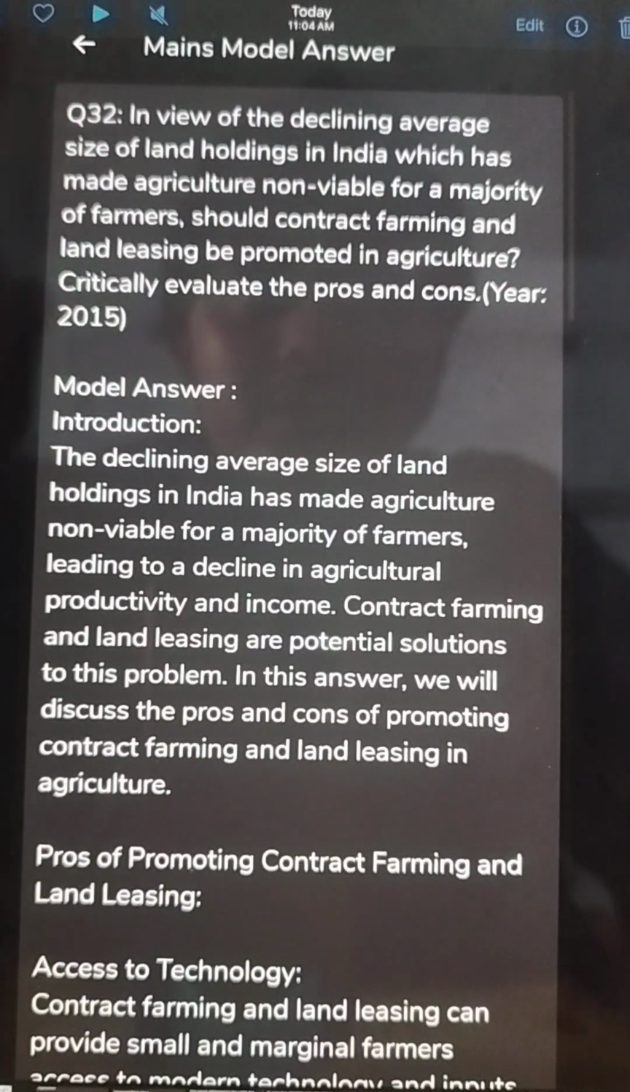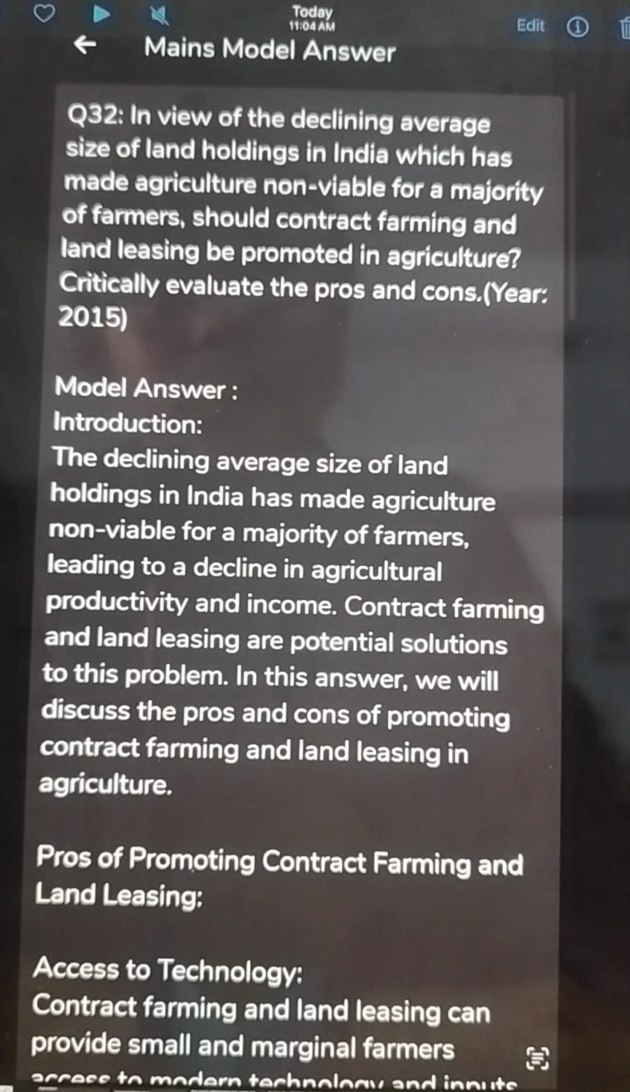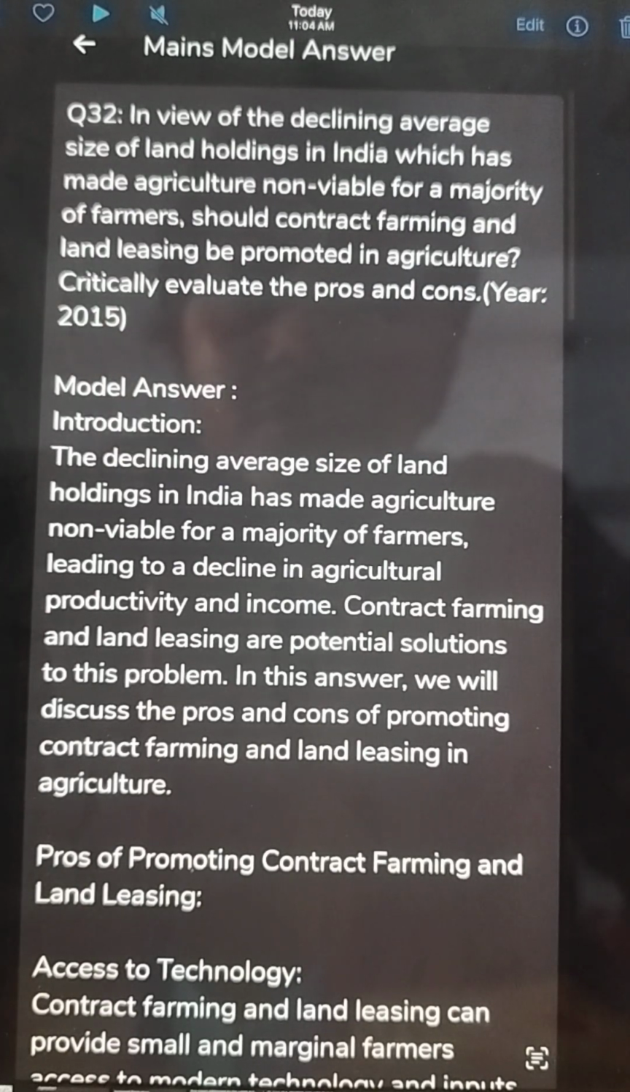Then next question. In view of declining average size of land holdings in India, which has made agriculture non-viable for a majority of farmers, should contract farming and land leasing be promoted in agriculture? Critically evaluate pros and cons.